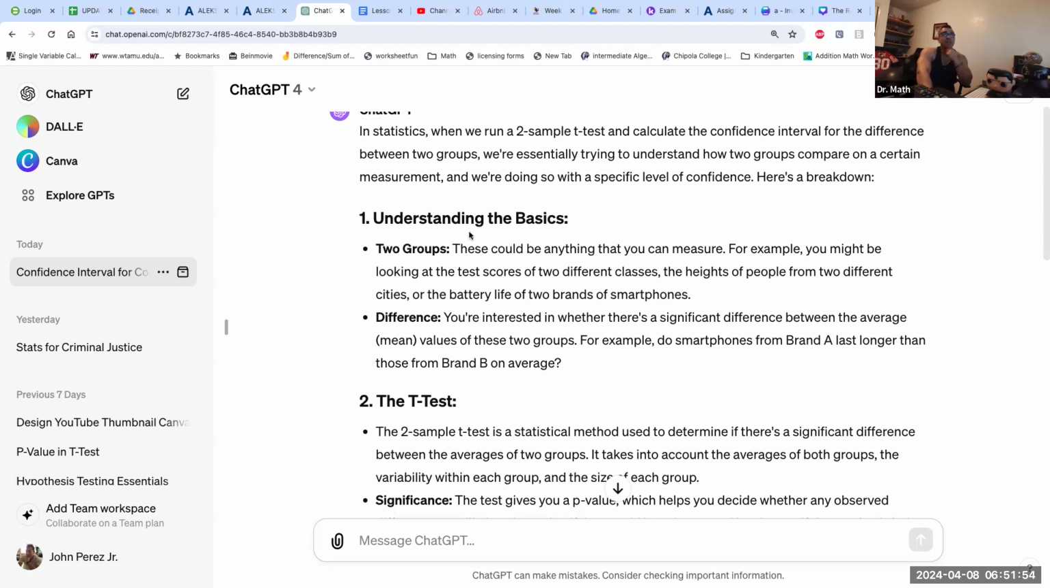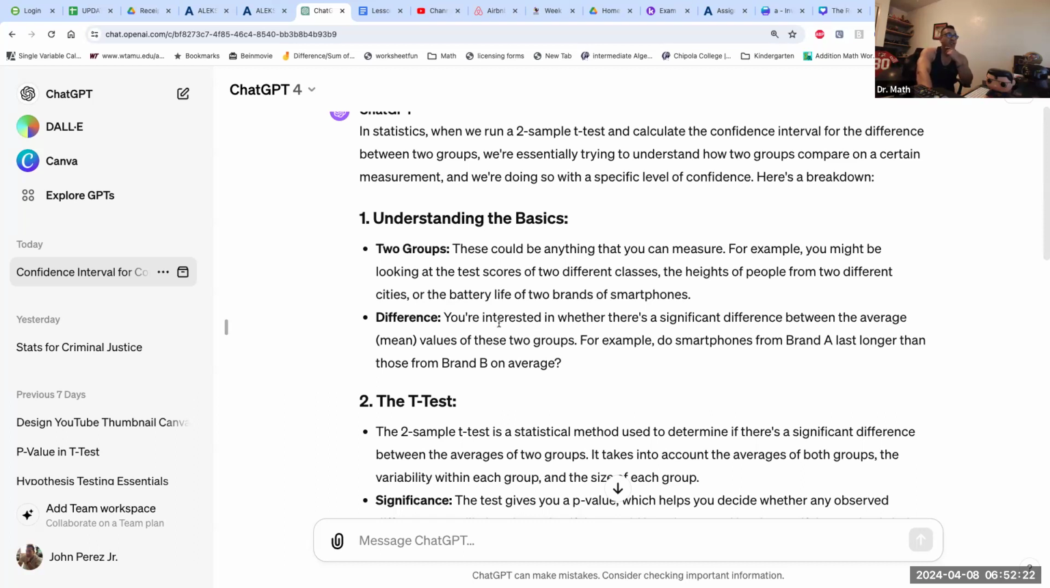All right, so let's understand the basics here. So you have two groups. These could be anything you want to measure. So let's say you're looking at the difference between test scores of two classes, like my online class versus my in-person class. It could be the heights of people from two different cities, or it could be the batteries of two brands of smartphones. So again, you can compare two groups of things here.